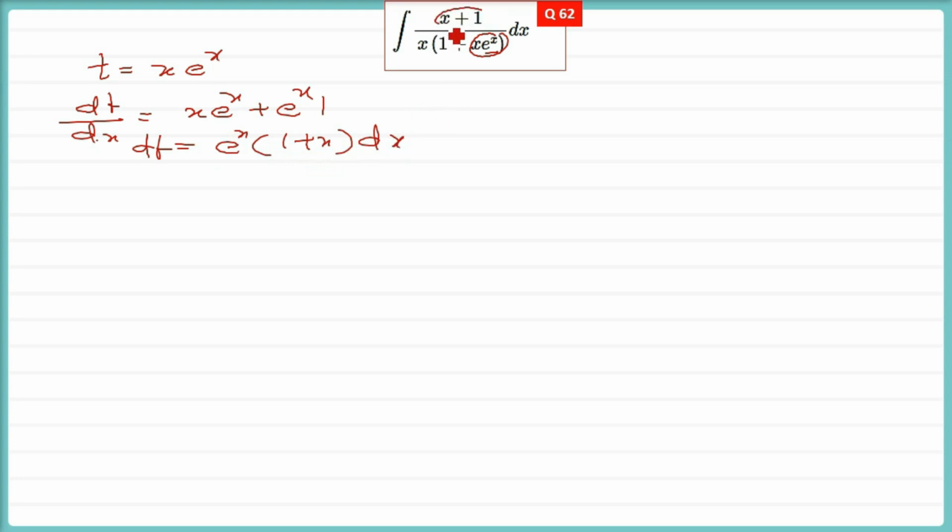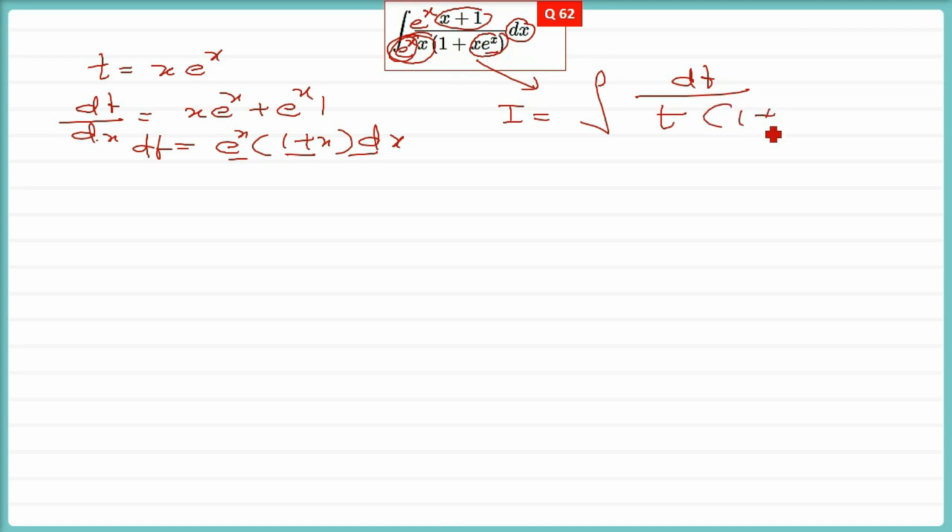But in the numerator, this (x plus 1) dx is in the numerator. For that we need e raised x also. So numerator and denominator can be multiplied by e raised x. So this integration will become something like this. This e raised x (1 plus x) dx can be written as dt, and this e raised x into x has already been taken as t, so you can just write t in place of that, and then 1 plus x e raised x can be taken as 1 plus t. Now this question, which seems to be highly complicated, has taken the shape of a simplified version.